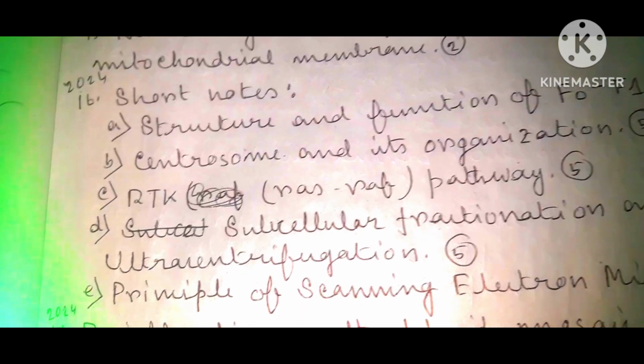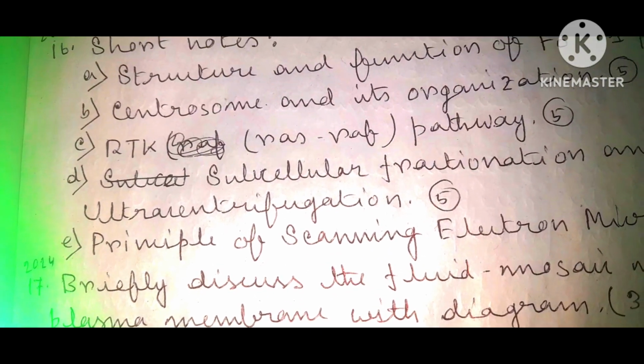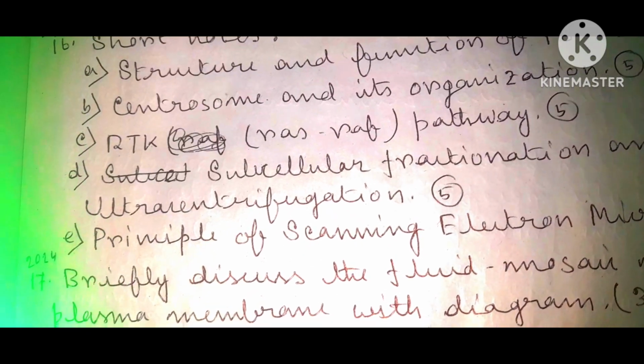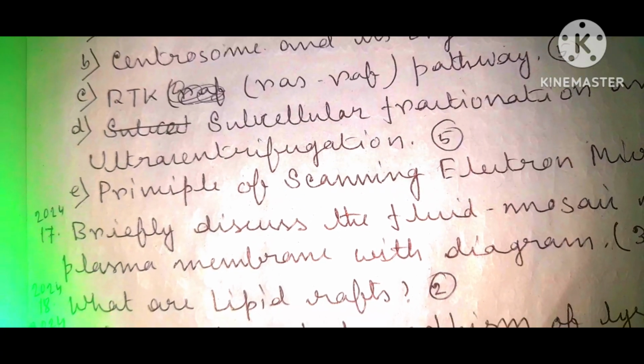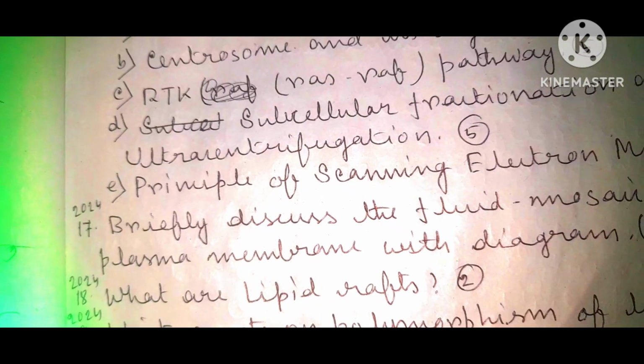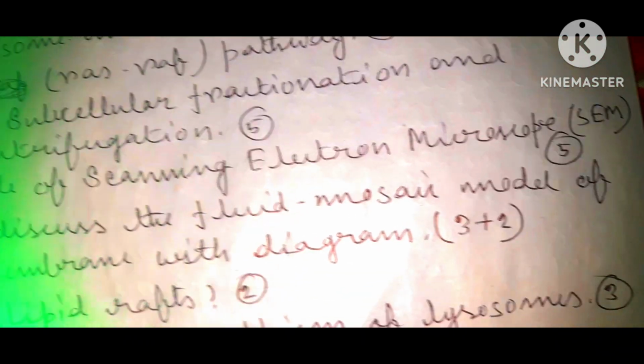Centrosome and its organization, carrying 5 marks. RTK RAS-RAF pathway, carrying 5 marks. Subcellular fractionation and ultracentrifugation, carrying 5 marks. Principle of scanning electron microscope, carrying 5 marks.